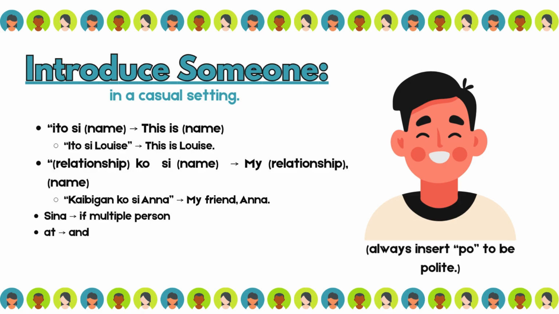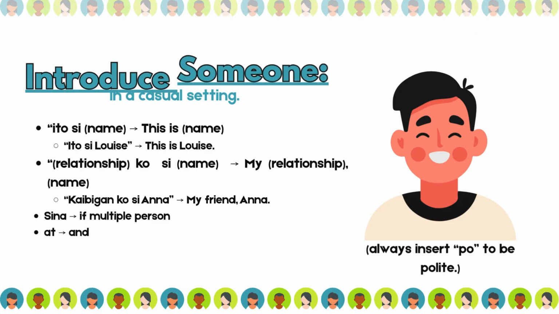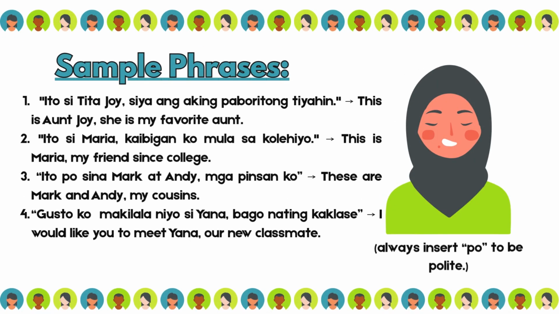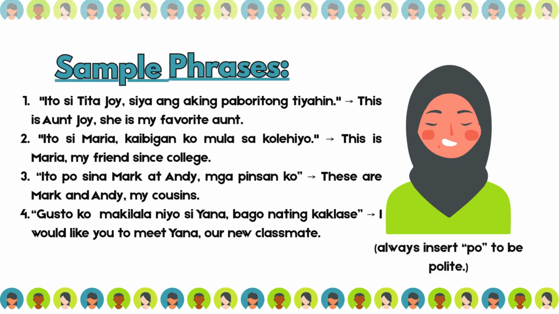Another way to introduce someone casually is by stating your relationship with the person first and then their name. So, for instance, you would like to introduce your friend Anna, you can say kaibigan ko, which means my friend, and then si Anna or Anna. So, that would be kaibigan ko si Anna or my friend Anna. Here are other examples of introducing someone in a casual setting and in a formal setting.